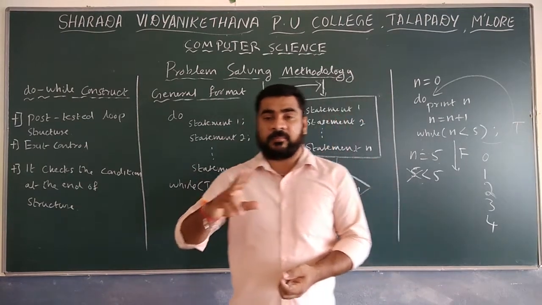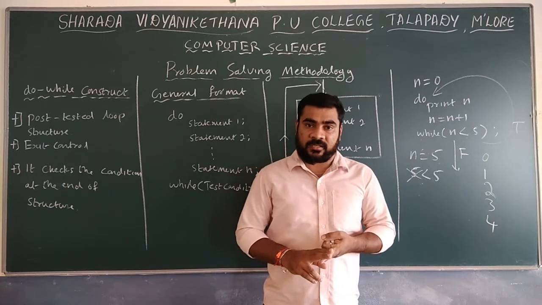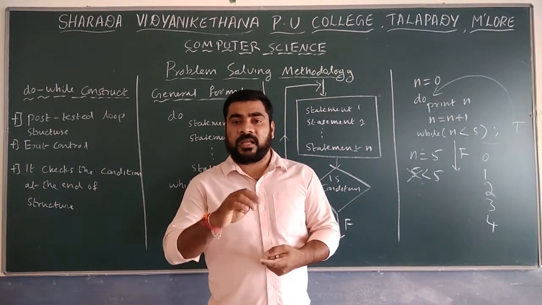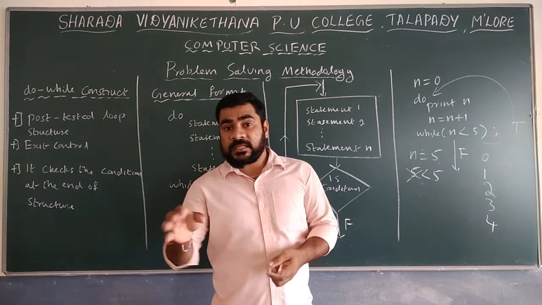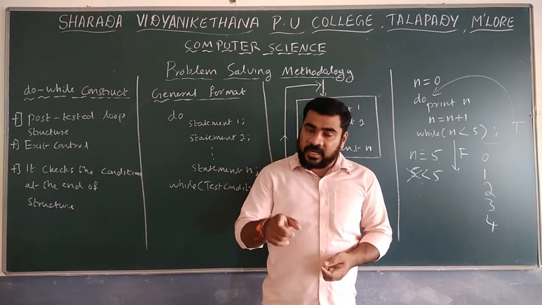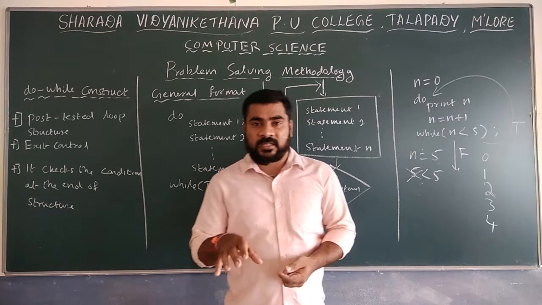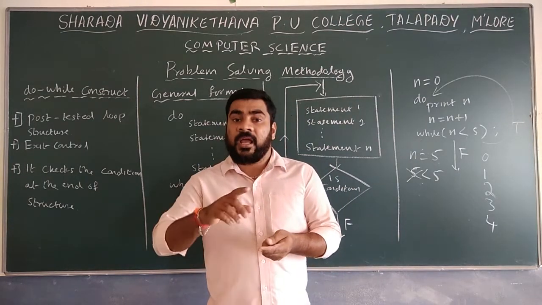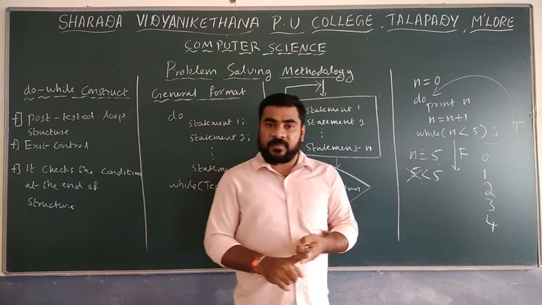Remember, there are mainly two types of looping constructs: one is while and one more is do while. Remember the main difference between while and do while. In case of while looping, first the condition is tested, and later the statements are going to execute. If the condition is true, then only the statements are going to execute.